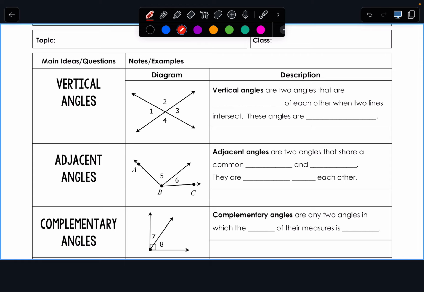So you're saying that these are familiar. So if I highlight angle 2, which angle is vertical to angle 2? Angle 4, okay? Because vertical angles are across from each other. 2 lines are intersecting, and we have angles that are across from each other.